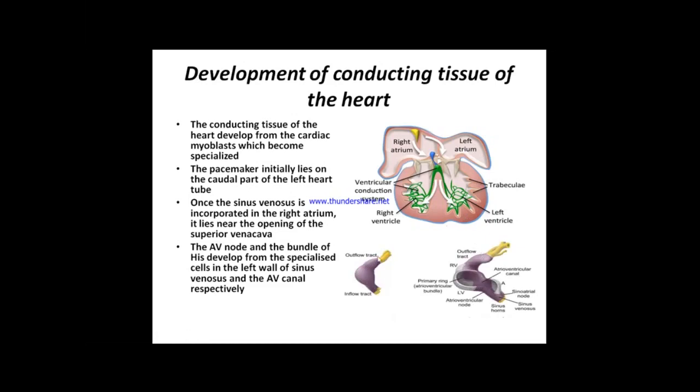This is the heart tube initially once it has started looping, and this is its caudal end, where we have the sinus venosus. The initial pacemaker is over here. Once it gets incorporated into the right atrium, it forms the smooth part of the right atrium, where the superior vena cava also opens. So it will form the SA node. Similar tissue in this area, the AV canals, near here in the right atrium on the left wall, will form the AV node.